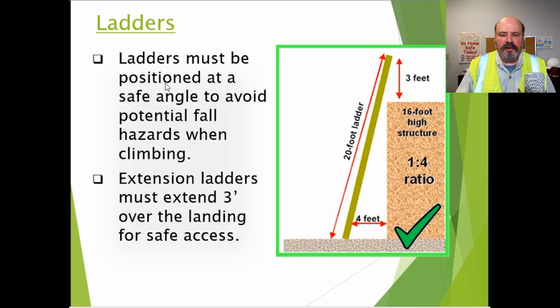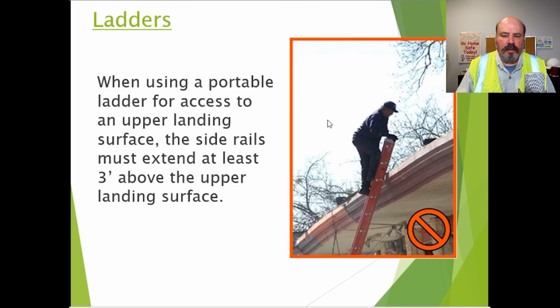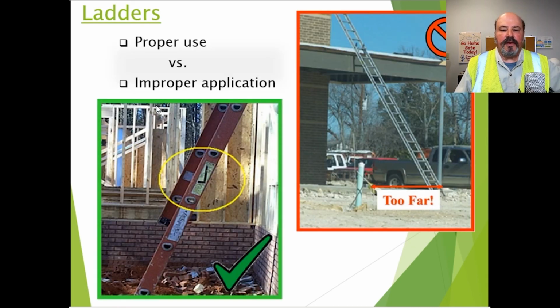Also, ladders must be positioned at a safe angle to avoid potential fall hazards when climbing. Here's the ratio, 1:4. And extension ladders must extend 3 feet over the landing for safe access. This is a requirement right here. And it should also be secured at the top as well. When using a portable ladder for access to an upper landing surface, the side rails must extend 3 feet above the landing surface.